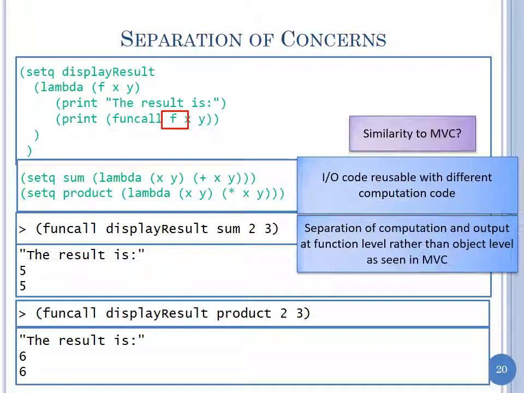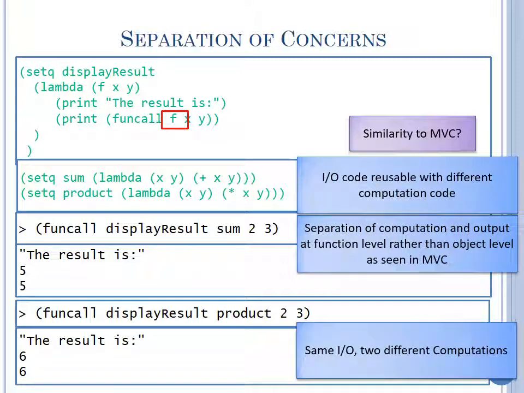And it's not hardwired to a computation. The computation is a parameter to this, and the same view, if you will, or the same I/O can be used with different functions, different computations. That's what we have here. Display result can be used with a computation that sums, and display result can be used with a computation that multiplies. It is oblivious, ignorant, unaware of the exact computation. So I'm just trying to drive home that that's one reason for having functions as arguments. And not only that, we have same I/O, two different computations.